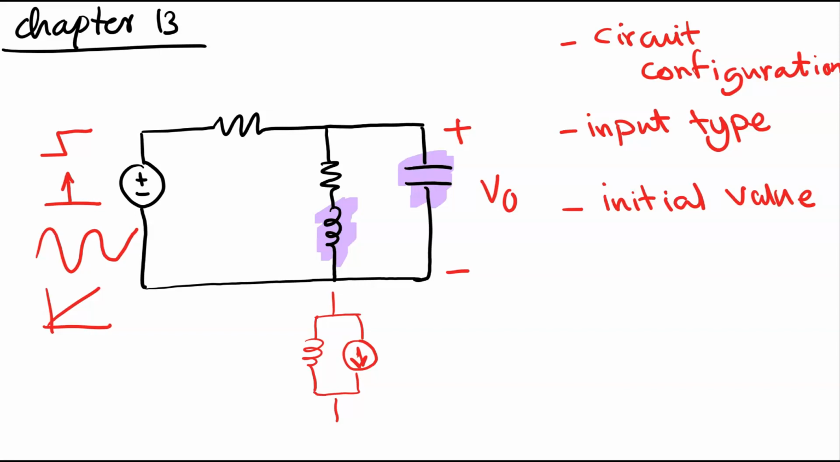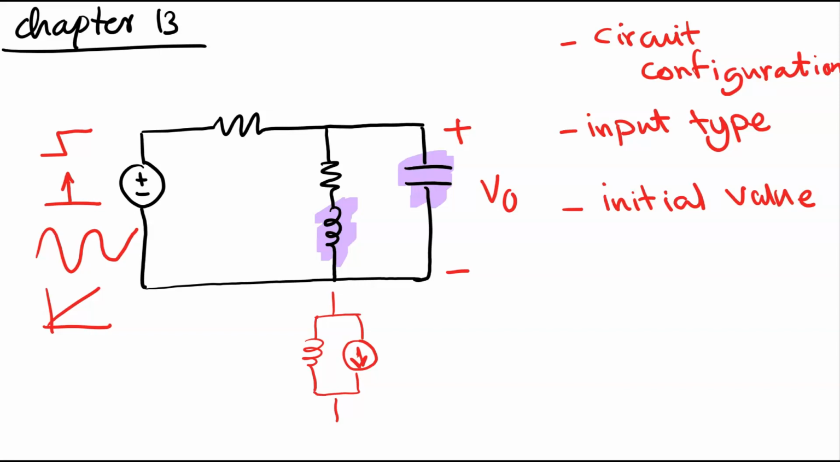Now, when you're solving for your response, you're focusing on VO and you want to consider all those parameters. You are considering what your circuit configuration is. You know exactly what your input is, and you describe the input in the Laplace domain, and you know your initial values. So you include components such as a voltage source or current source in order to describe the initial values of your elements. However, sometimes our focus is only on circuit configuration.